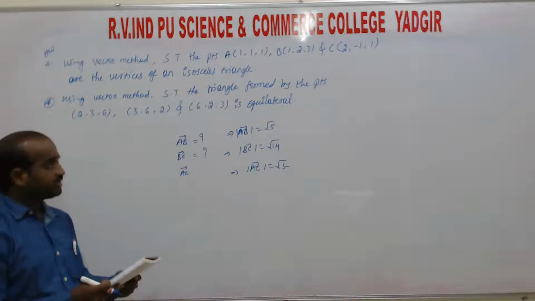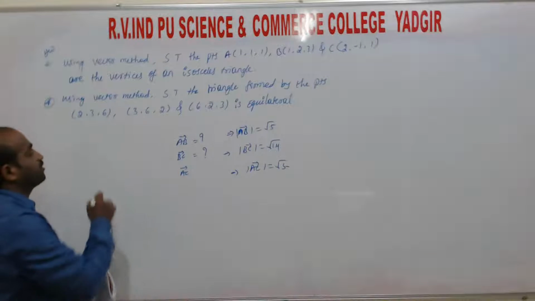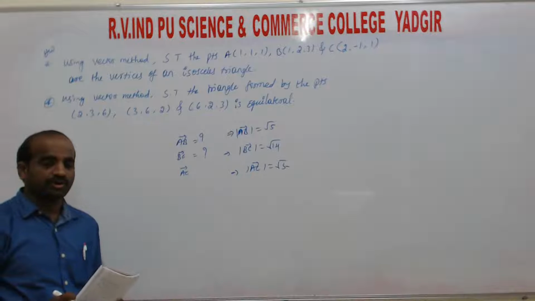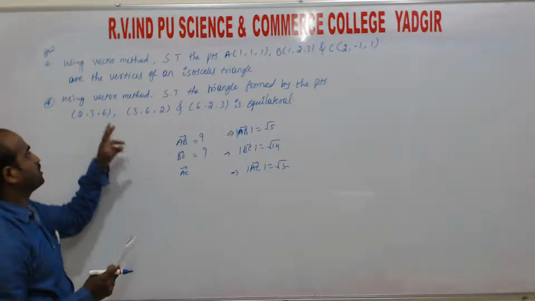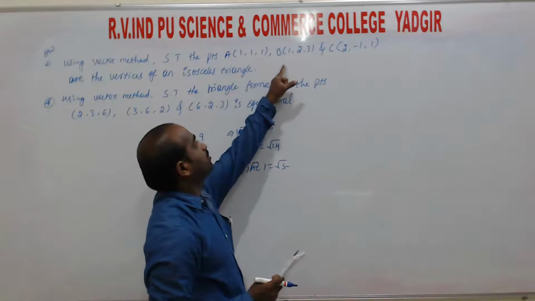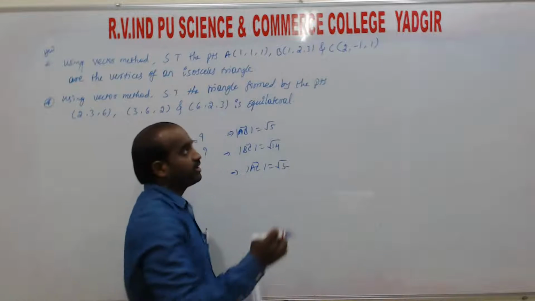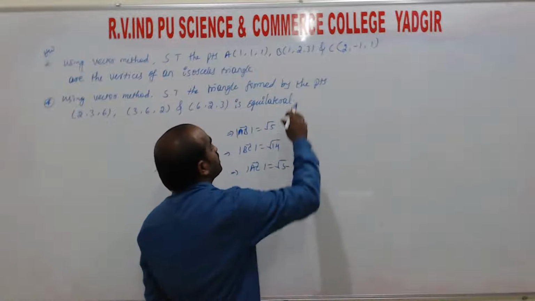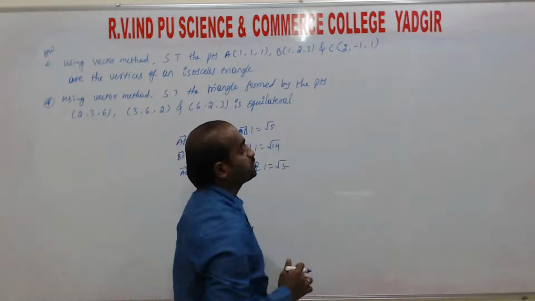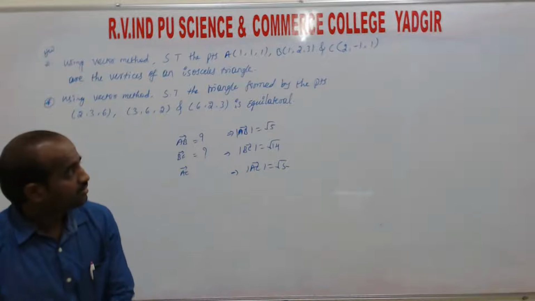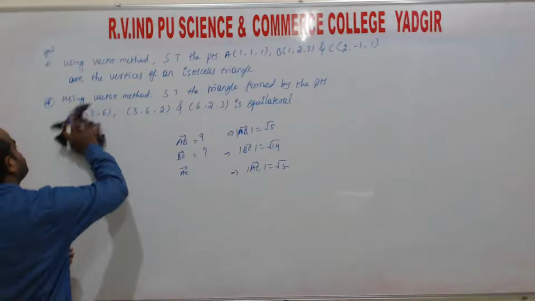Next one is the equilateral triangle. Then you get all sides equal: magnitude of AB equals magnitude of BC equals magnitude of AC. Same procedure. First you write the position vectors, OA, OB, OC. OA vector is i plus j plus k. Next OB is i plus 2j plus 3k and OC is 2i minus j plus k. Try these two questions.